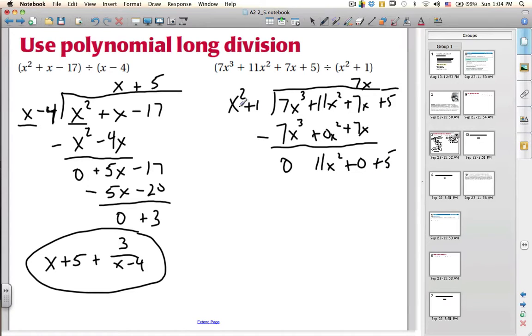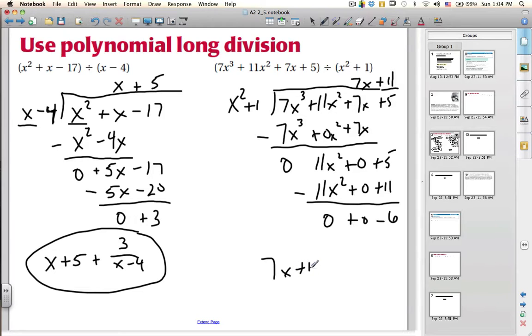And what do I multiply x squared by to get 11x squared? I multiply it by 11. That will give me 11x squared, and 11 times 1 is going to be 11. And I subtract: 11x squared minus 11x squared is 0, 0 minus 0 is 0, and 5 minus 11 is negative 6. So my answer is going to be 7x plus 11 minus 6 over x squared plus 1.